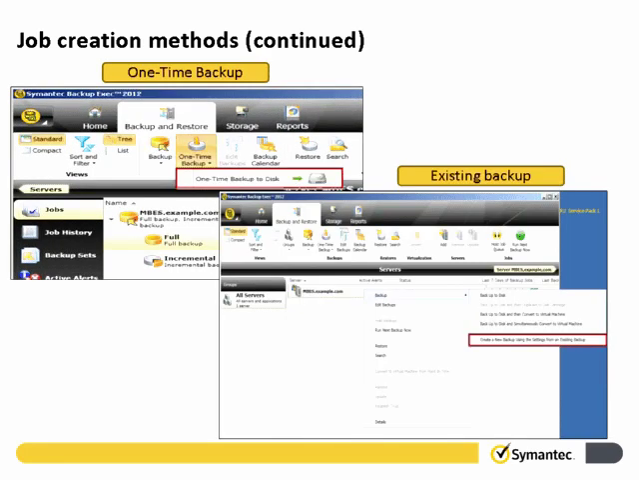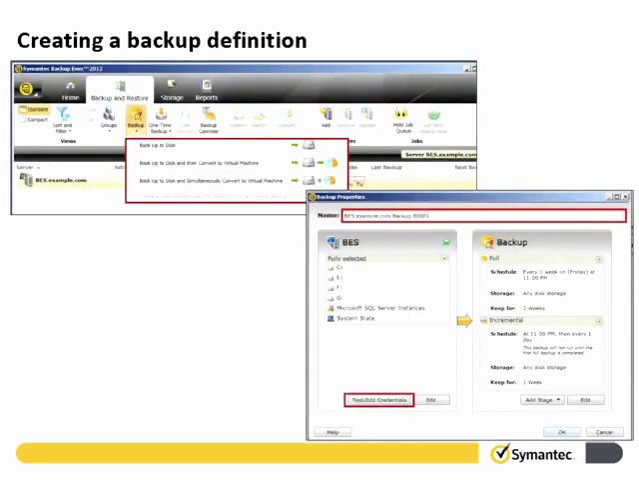If you want to do a one-time backup, that is a non-recurring backup, you can also do that. If you have an existing backup, you can create a new backup from that old one. So you can copy an existing backup and create a new one as well. So in our case, what we're going to do is say backup to disk, regardless of how you got there.